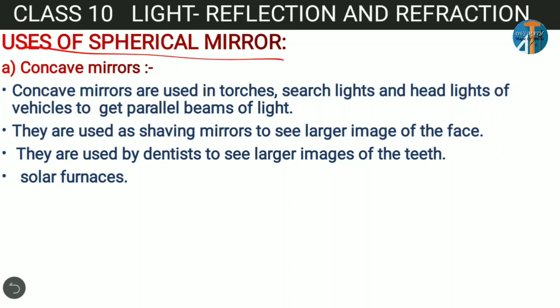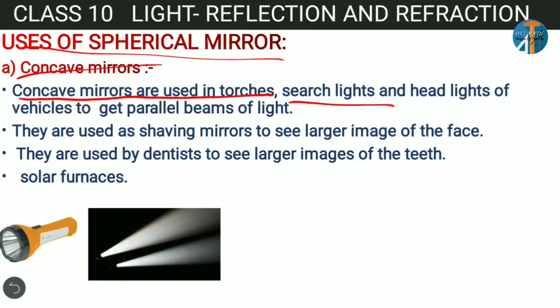If you come particularly to the concave mirror, where do we use it? The first one is the torch. Concave mirrors are used in torches, or you can call it a searchlight. There is a difference between a torch and a searchlight, which you can observe in these two figures. A searchlight means the light falls over a huge distance. And you can also observe the headlights of vehicles. So the first use is in torches, searchlights, and headlights of vehicles.